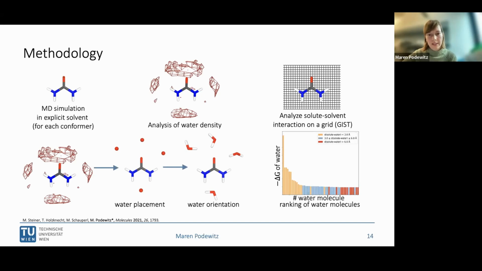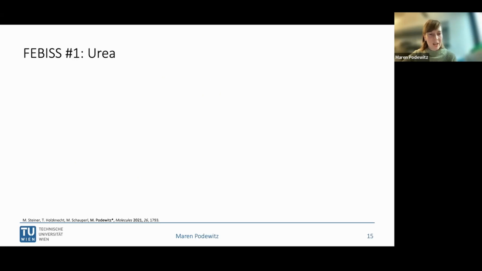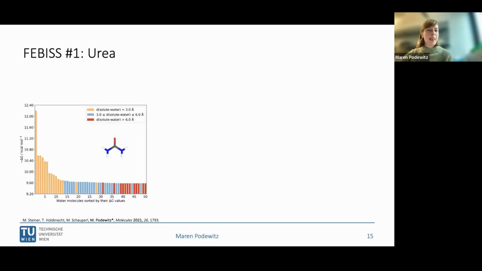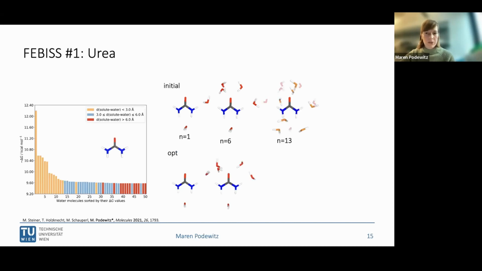Okay, let me give you an example of this urea toy case. So this is our Phoebus. This is called free energy-based identification of solvation sites. And I have a couple of examples. So this was our toy example. We have the urea here. We see there's one strongly interacting molecule. You just take it. We can optimize it. We can look at the first 6 ones. We can optimize it. And we can also look at the first 13 ones. And you see it gets pretty messy pretty quickly.